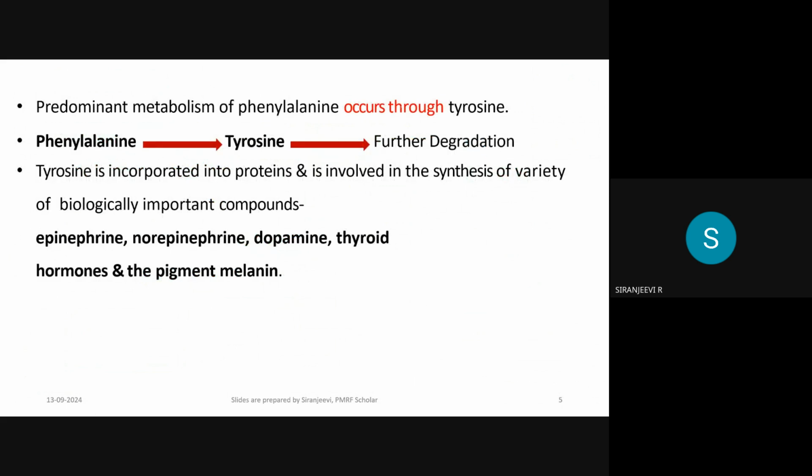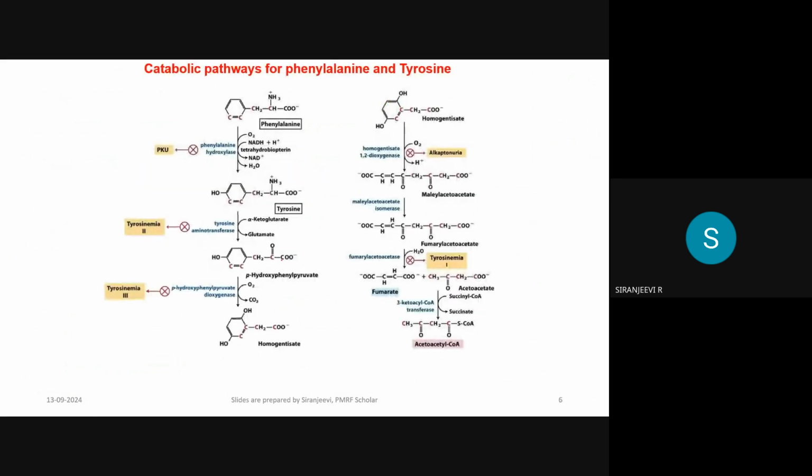The predominant phenylalanine metabolism occurs through tyrosine, because the very next step in the phenylalanine metabolism is tyrosine. And tyrosine is incorporated into proteins and is involved in the synthesis of a variety of biologically important compounds, for example, epinephrine, norepinephrine, dopamine, thyroid hormones, and the pigment melanin. We are going to see one by one how these are synthesized in the body and how they are catabolized.